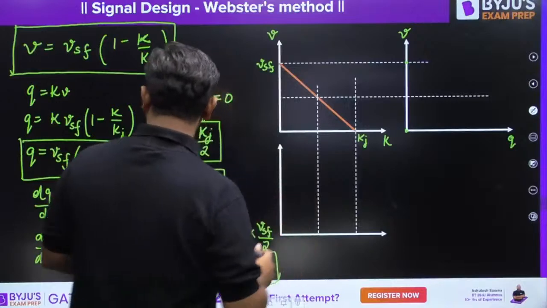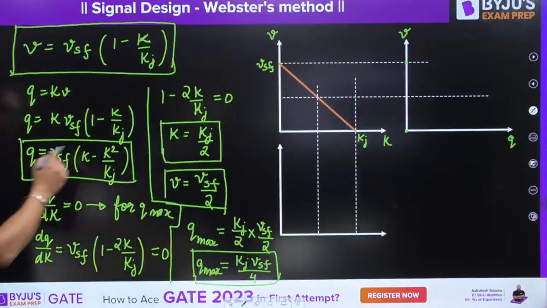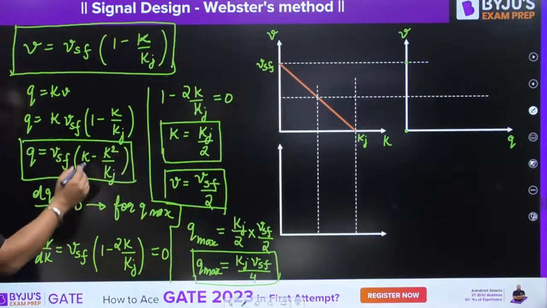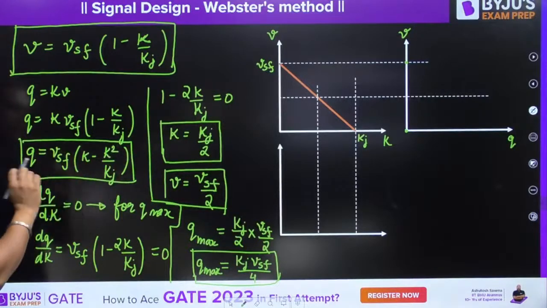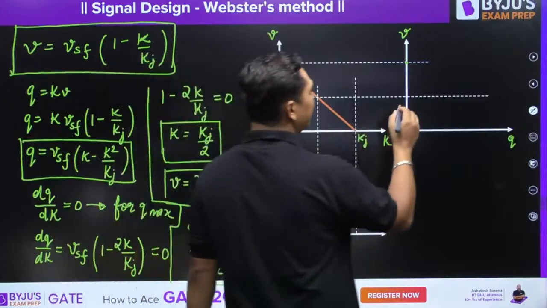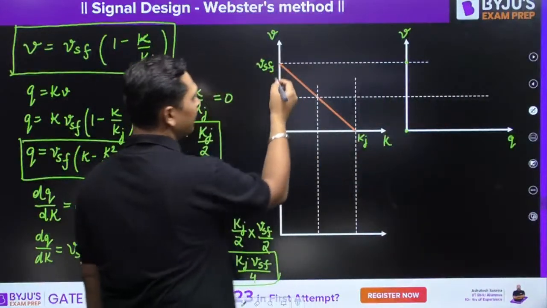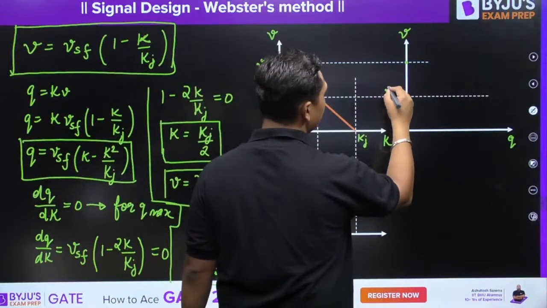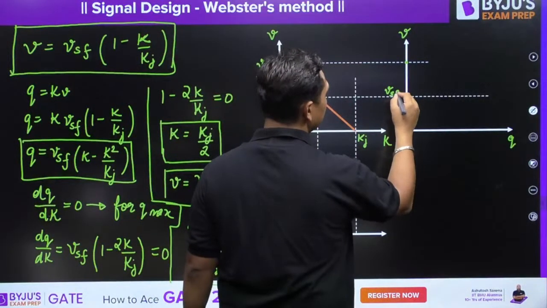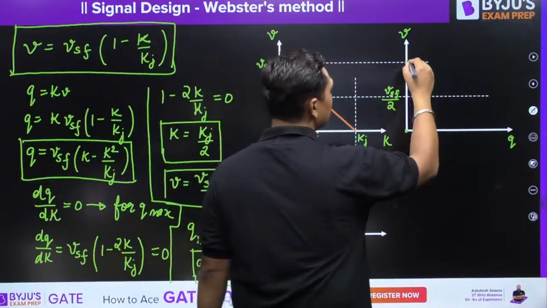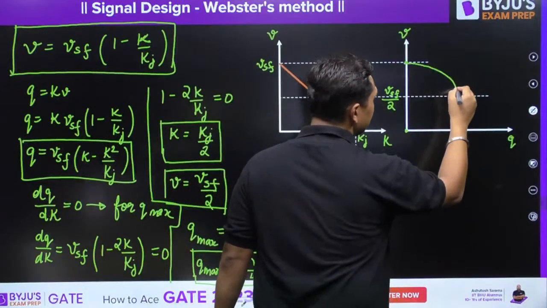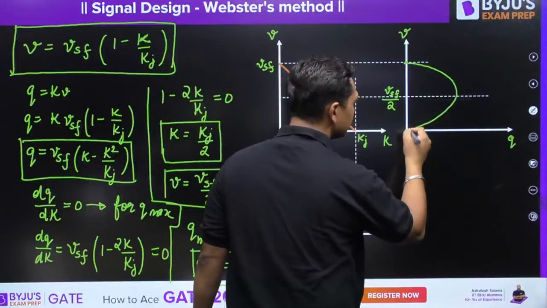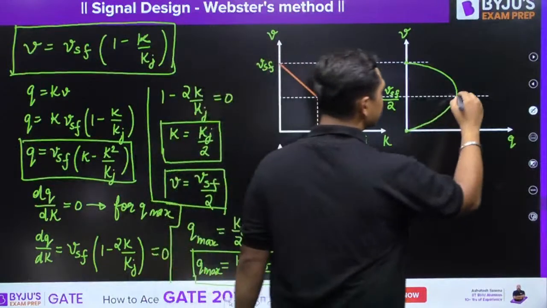So this is a parabolic relationship. If you see over here, this is a parabolic relationship, K minus K square upon Kj. So the maximum flow is observed when velocity is equal to VSF by 2. So it will be obtained like this. So this is Q max.